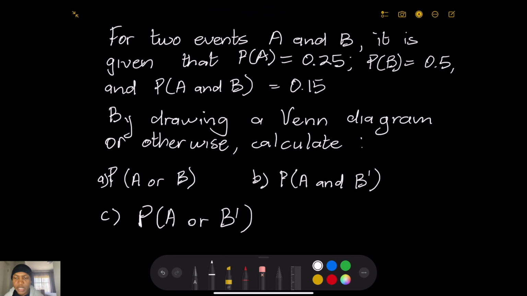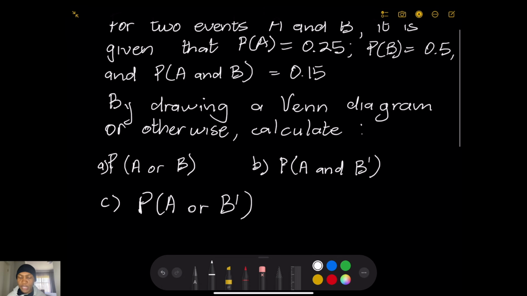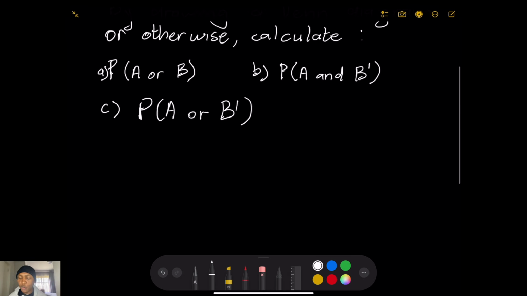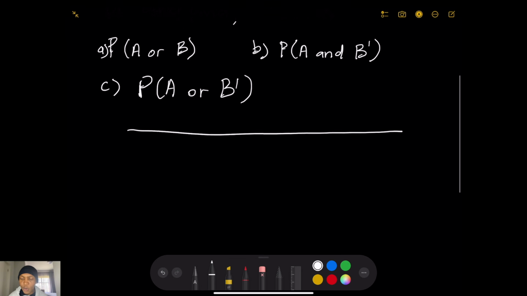All right, so we're looking at the next section of Venn diagrams. And the question is as follows. They say for two events, A and B, it is given that probability of A is 0.25 and probability of B is 0.5, and the probability of A and B is 0.15. They say by drawing a Venn diagram or otherwise calculate the following. So we're going to look at that. But what we want to do first is try and draw that Venn diagram for ourselves.